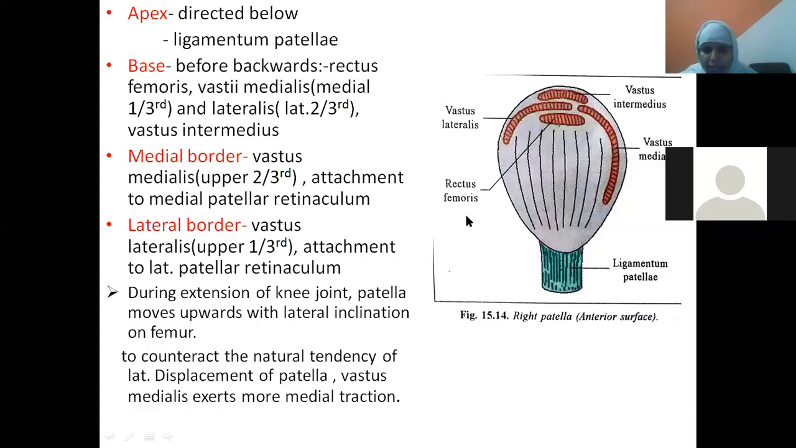Then we have the muscle just below this: vastus medialis, lateralis, intermedius, and we have rectus femoris. So all four together you call quadriceps femoris. Though this bone is ossified in the tendon, within this bone you will see the insertion of all these four muscles. And the ligament formed by the fusion of all four muscles is called the ligamentum patellae.